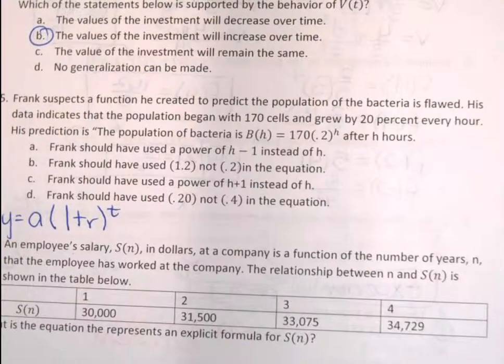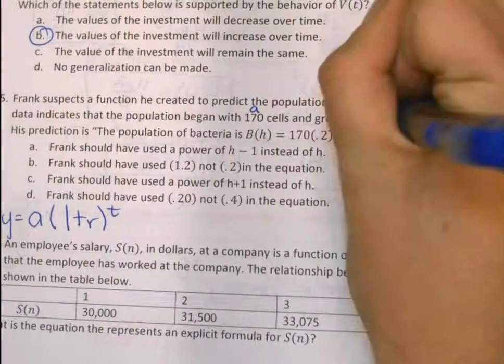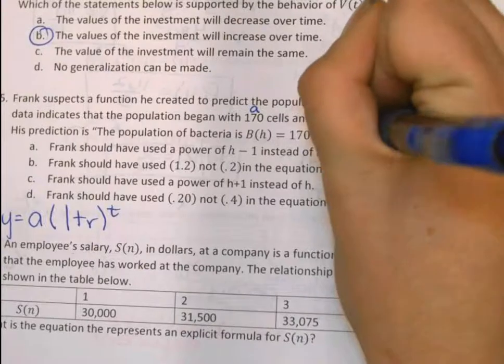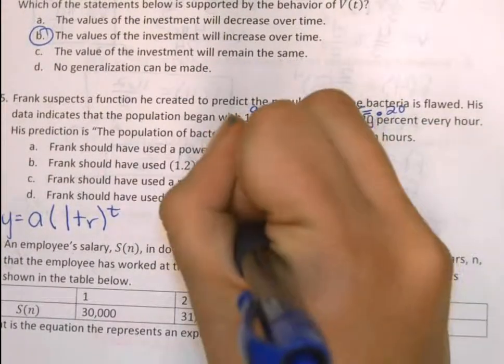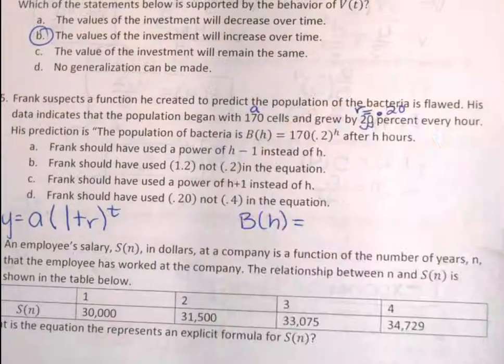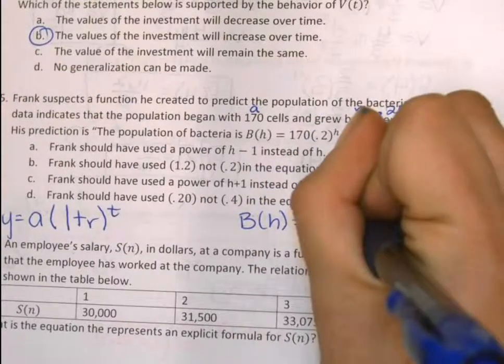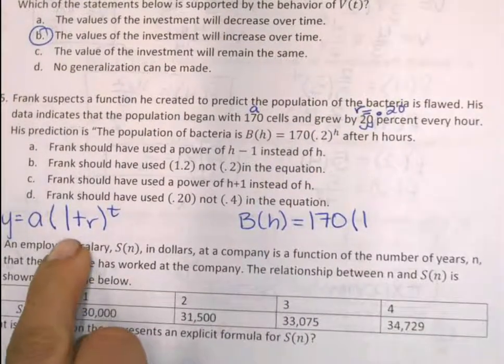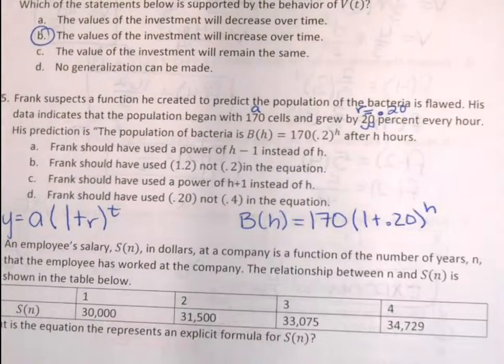My a is my initial amount. So he starts with 170 cells. It tells me it grows by 20%, so my rate as a decimal is going to be 0.20 because I move it 2 to the left. And it tells me that H hours is how we're measuring. So I'm going to plug into this equation. I have B of H, B for bacteria, and then 170, and then in parentheses, I should have 1, because it's an exponential growth, plus 0.20 to the H power.